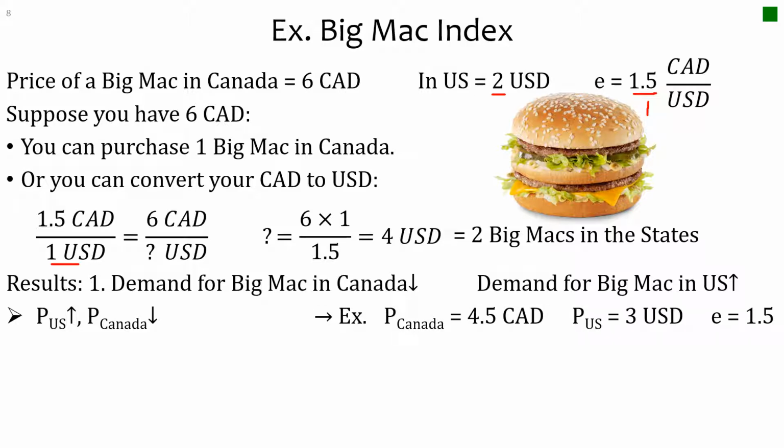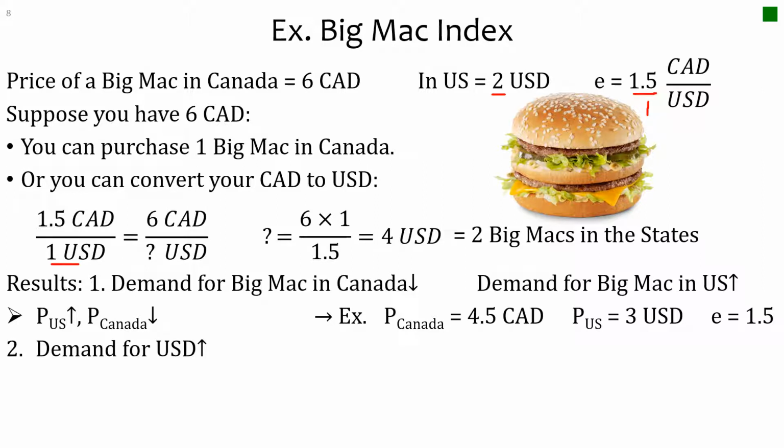So for instance, you're going to get $4.5 for a Big Mac in Canada and $3 for a Big Mac in the States, which makes the exchange rate 1.5, the same as before. But this time the numbers would work out. All right.